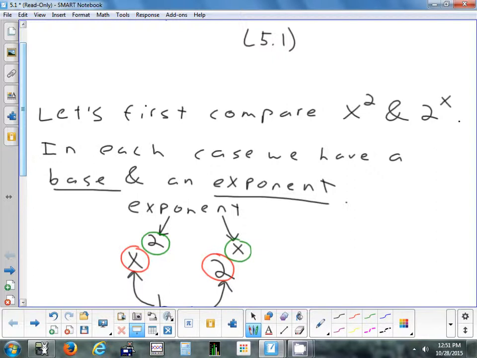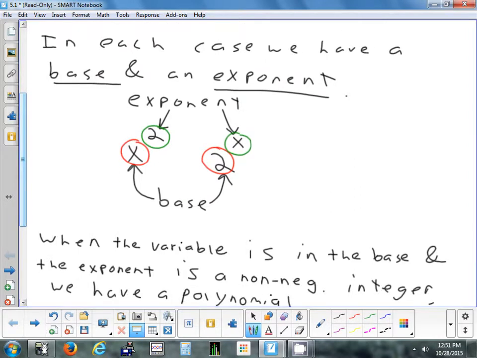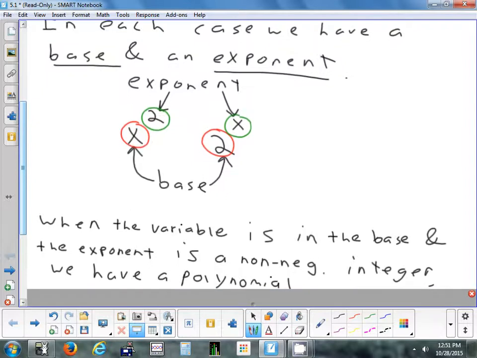One has an exponent that's an integer. The other one has an exponent that's a variable. When you start putting variables in your exponents, that's when you get exponential functions. If you leave the exponent as a non-negative integer, that's a polynomial: x squared, x cubed, 1/2 x to the 5th. Anything like that is a polynomial, when your variable is in the base and your exponent is a non-negative integer.